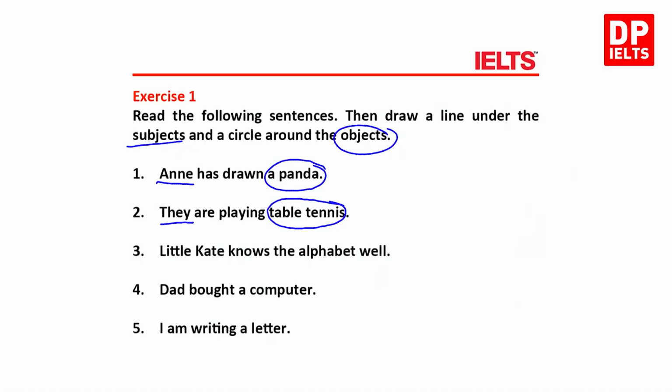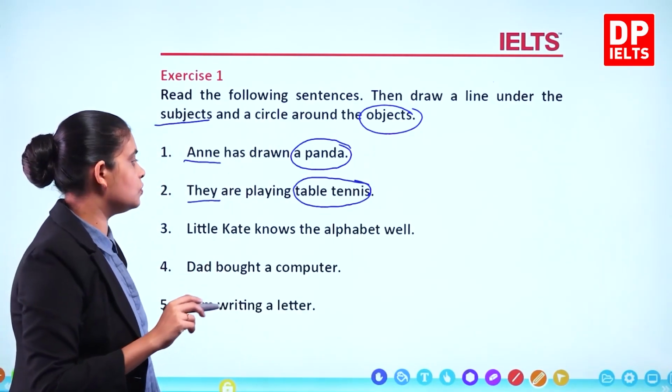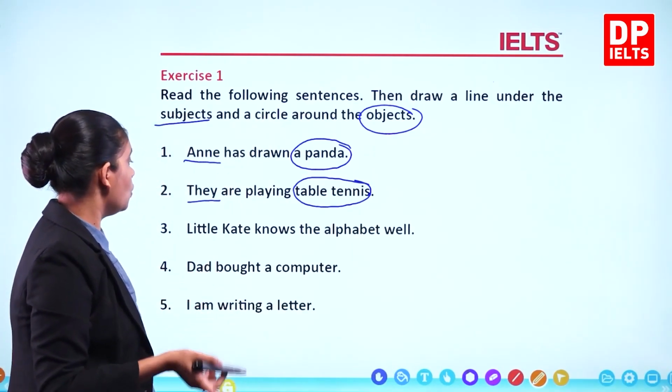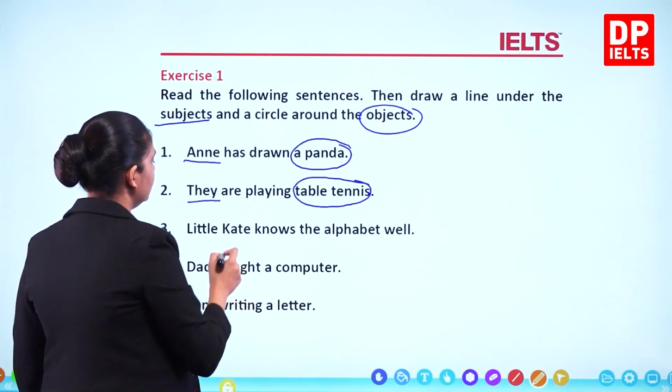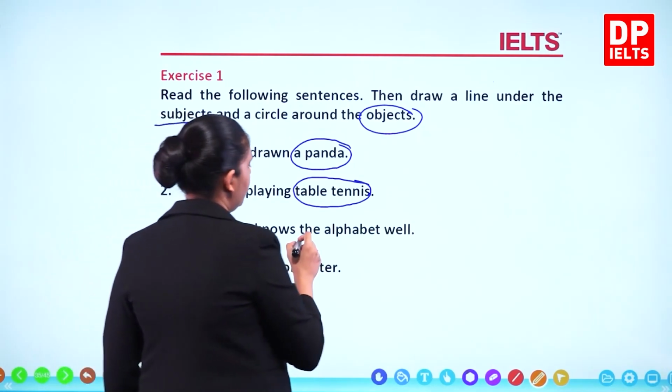Anne has drawn a panda. Anne ஒரு panda கீறி இருக்கிறா. யார் கீறினா? Anne. Subject. என்ன கீறினாங்க? Panda. Object. They are playing table tennis. அவர்கள் table tennis விளையாடுகிறார்கள். யாரு? They. Subject. என்ன விளையாடுறாங்க? Table tennis. Object. Little Kate knows the alphabet well. Who knows the alphabet well? Kate. What does she know? The alphabet.